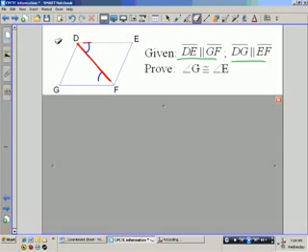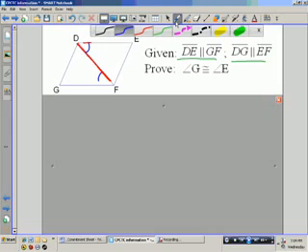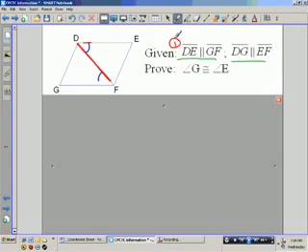And we're going to do it the other way. Same idea. But since we have two sets of parallel lines, we've already done parallel lines number 1. We're now going to do parallel lines number 2. DG parallel to EF.